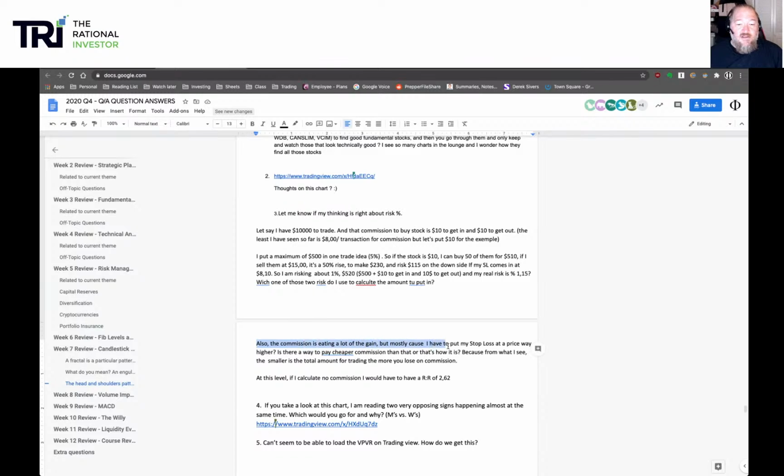Also the commission is eating a lot of the gain, but mostly because I have to put my stop loss at a price way higher. Is there a way to pay cheaper commission than that, or is that how it is? There are ways to pay cheaper commission. You need to scout around to different brokers and see what the commission rate is.